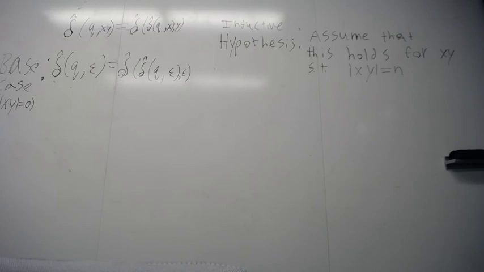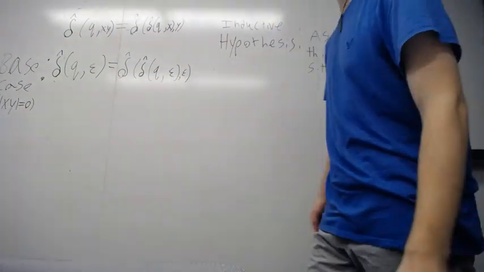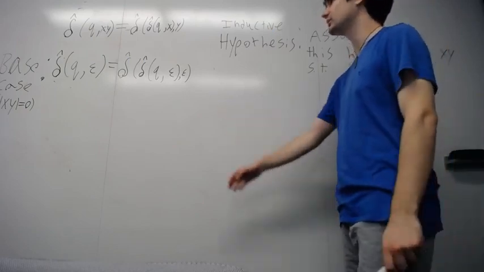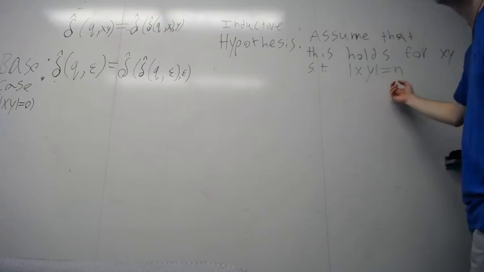Or it's on X, or everything is in the first, or Y is empty. Why would... Yeah, so basically, think about it like this. I want to show that this holds no matter how I split up your string, right? So let's say I assume that now I know it's true for X and Y such that their total length is N.